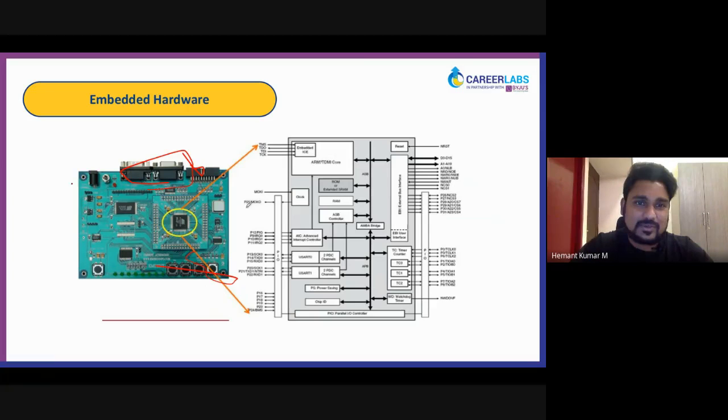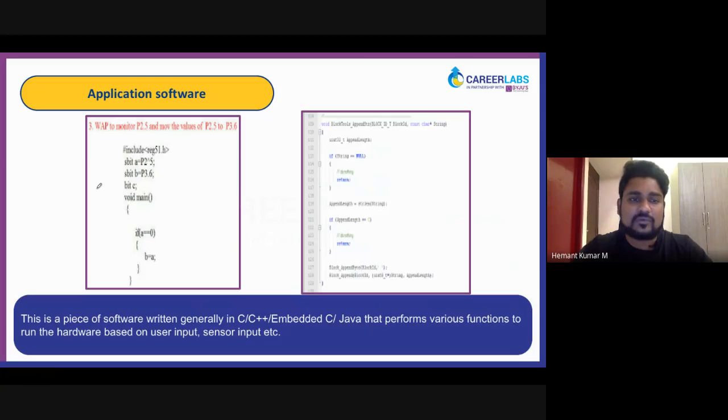You guys know what this is called? It's called a PCB, printed circuit board, on which you embed different things, right? This is the hardware. Now, when it comes to software, the typical software used for embedded system programming, even in the automotive sector, is C, C++, or something called embedded C, and sometimes even Java has been used.